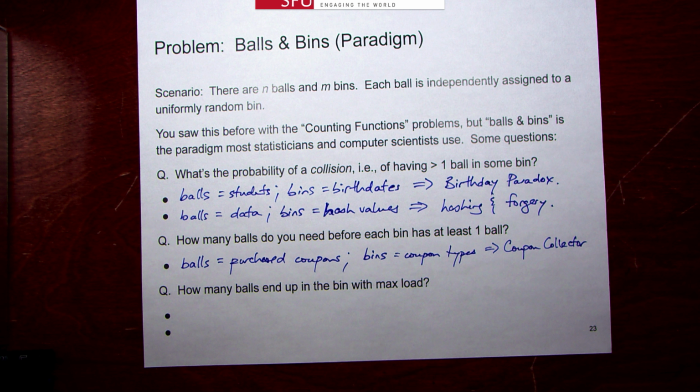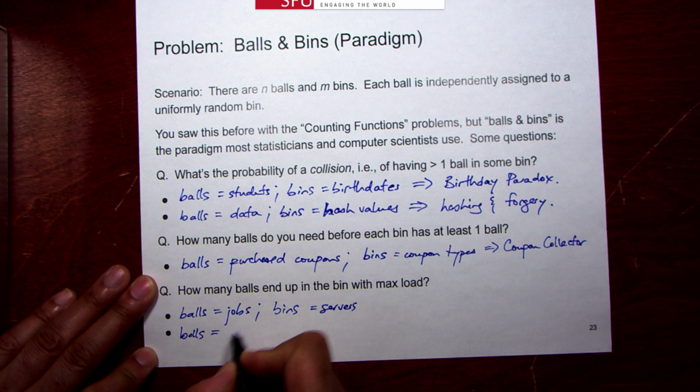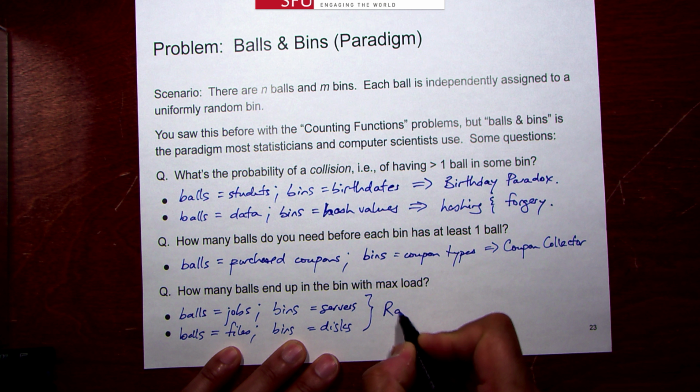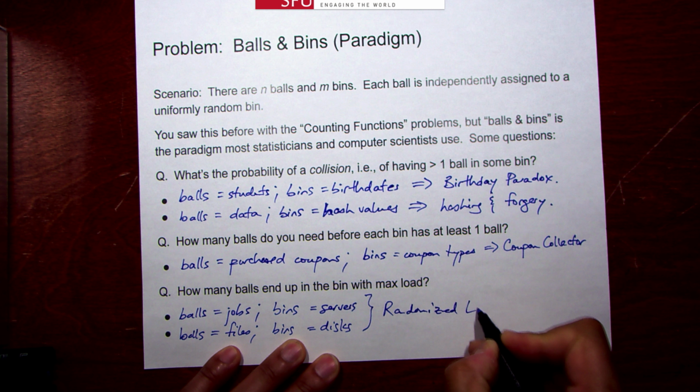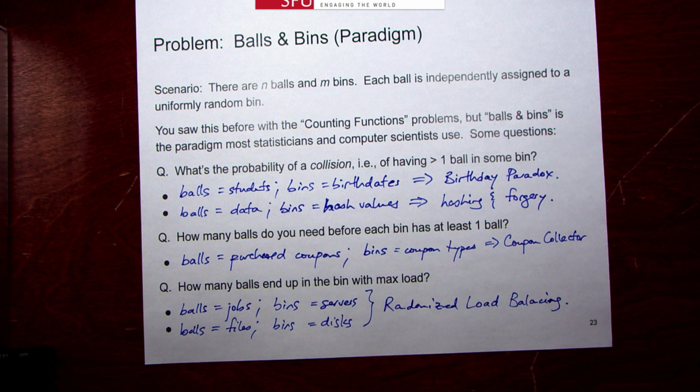And how many balls end up in the most weighted bin? Okay, so what's the likelihood of an overweighted bin? This is really important for computer distributed systems, so jobs and servers to server farms, or files and disks. Let's make sure no disk is overloaded. Okay, so randomized load balancing is another problem that we'll look into eventually. Okay, but we want to have a low probability of failure. Anyway, we are going to derive something interesting about the bins today.